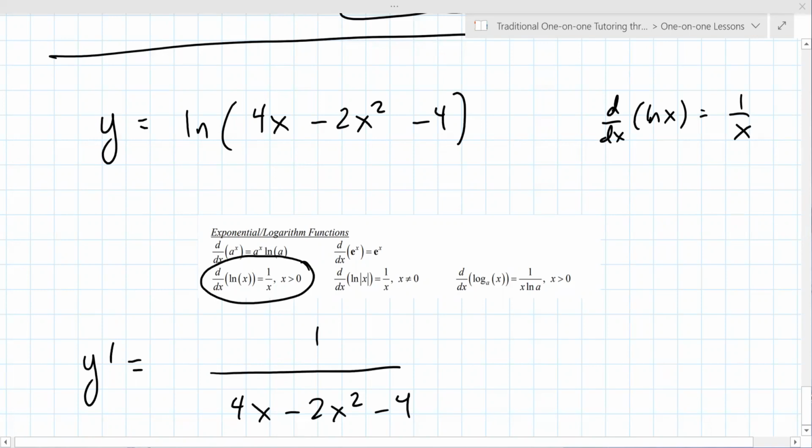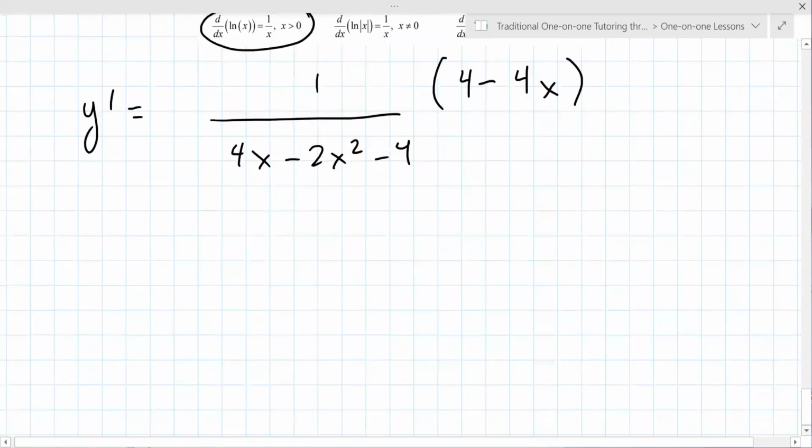Okay, so then you have to take the derivative of the inside function. So what's the derivative of 4x minus 2x squared minus 4? It's 4 minus 4x, and the derivative of the constant is 0. Yeah, good. Okay, great.